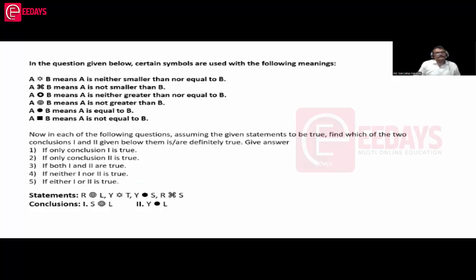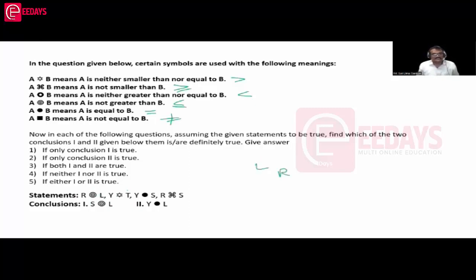Next case. Neither smaller than nor equal is greater than. Not smaller than is greater than or equal to. Neither greater than nor equal is less than. Not greater than is less than or equal to. And not equal. First one: R is less than or equal to L. All is less than or equal to L.